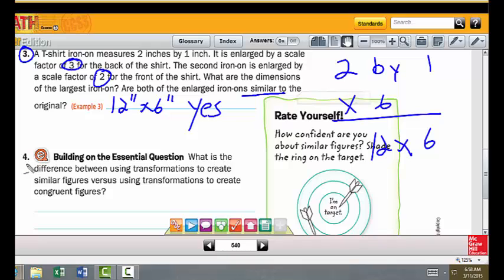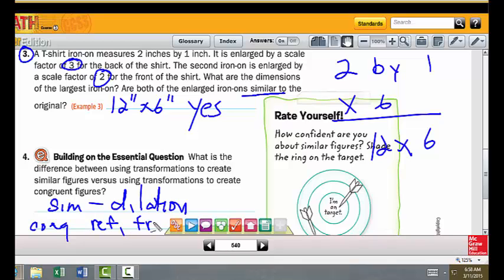Question number 4. What is the difference between using transformations to create similar figures versus using transformations to create congruent figures? And the easy answer to that is similar. We use a dilation. And when we're talking about congruence, we use either reflections, translations, or rotations. Please do independent practice.